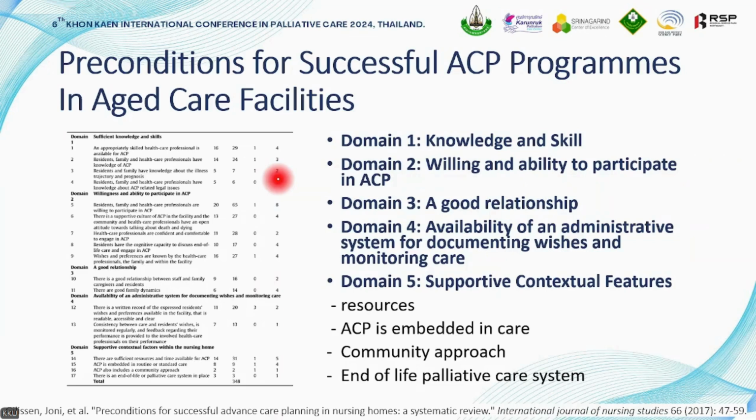The third domain is a good relationship. That means a good relationship between the staff members and the residents, because if the relationship is not good, you're not going to have very meaningful ACP discussions. Fourth is to have an administrative system for documentation of the ACP. And lastly is to have the appropriate contextual features. This includes resources, an end-of-life palliative care system to allow your ACP program to succeed.